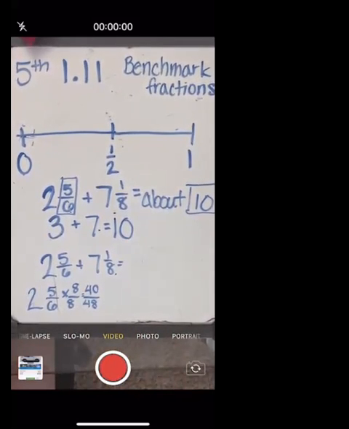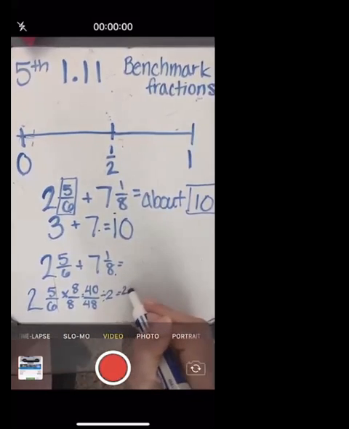I'm not really a simplifying person. You want to try it? Let's try it together. We always try it with 2, right? Yeah. What's 40 divided by 2? 40 divided by 2 is 20. Okay. 48 divided by 2 is 24.